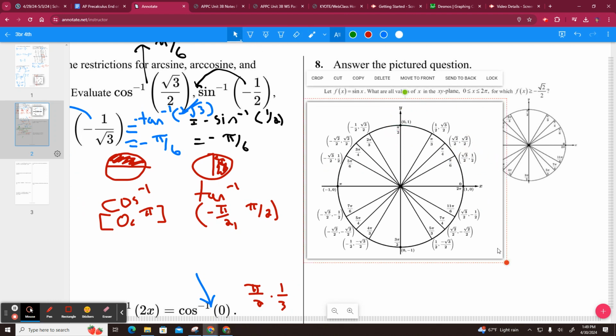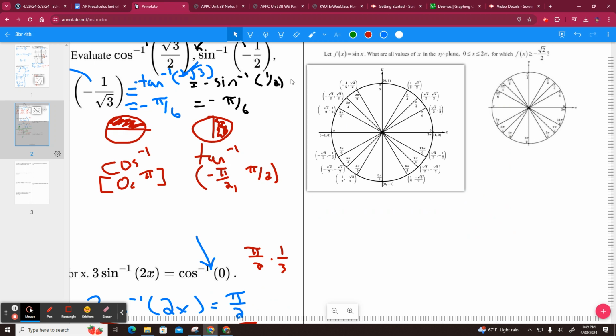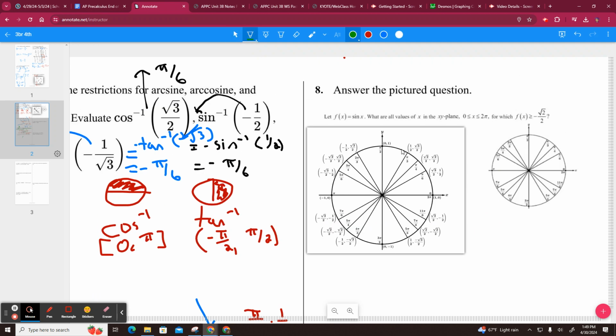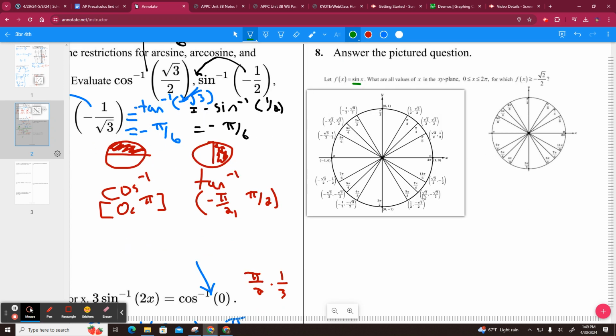let me make this smaller. It says let f of x equal sine x for what are the values in the xy plane between 0 and 2 pi, for which f of x, so basically sine x, is greater than or equal to negative square root of 2 over 2. So I'm going to look here on my unit circle. It's helpful to have your unit circle here. I see negative square root of 2 over 2 at 5 pi over 4 and 7 pi over 4. So right here and right here.